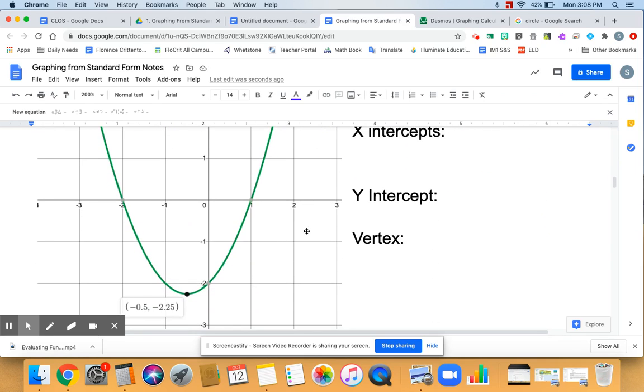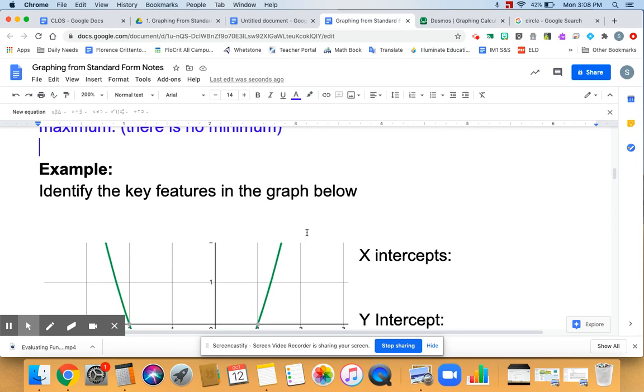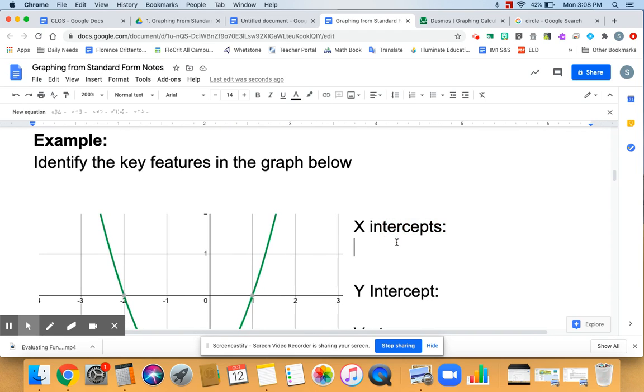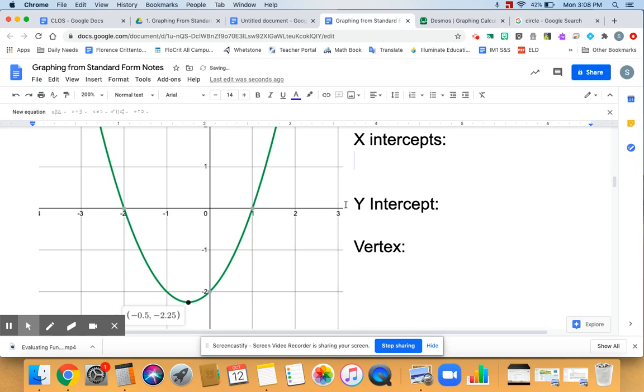So I have this example for us to do. I grabbed a graph, and we're going to identify all the key features. So we're going to start with x-intercepts. Remember that an x-intercept is where it crosses the x-axis. So the side-to-side one's the x-axis. And if you look closely, if I run my pen along this line, the green line is touching the x-axis right here, but it's not the only place, because if I keep going along this black line, I see it also touches the x-axis right here.